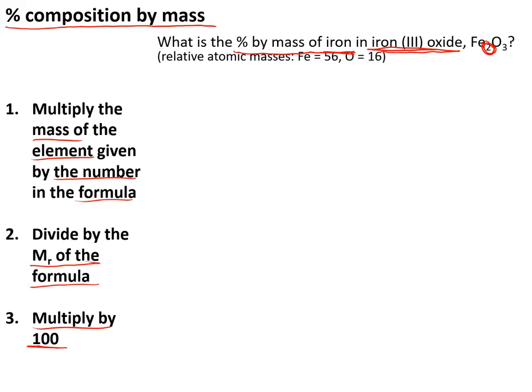So let's see how this looks in practice. We're going to say the percentage of Fe equals, first, the mass of the element multiplied by the number in the formula. So the mass of iron is 56. That's been given in the question, but you might need to find it from the periodic table. So we're going to do 56 times 2, because we've got two ions in the formula. We're going to divide that by the relative formula mass of iron oxide, Fe2O3.